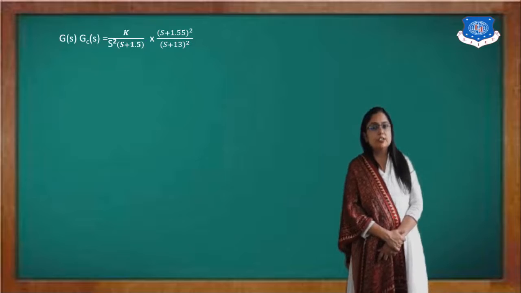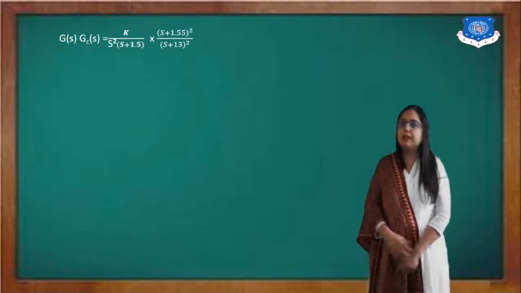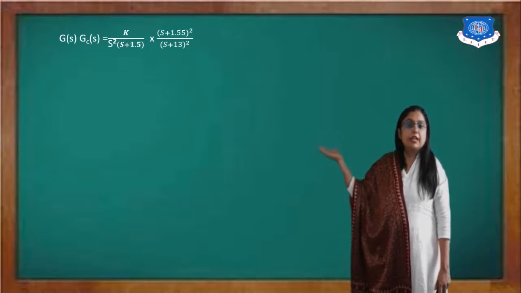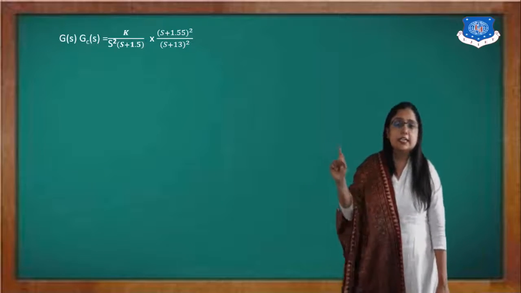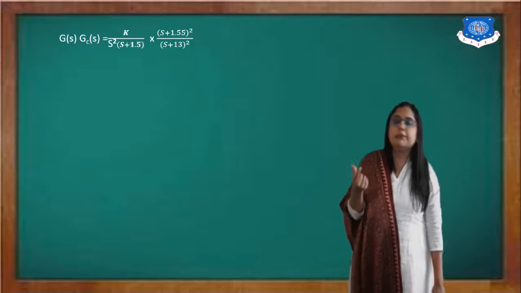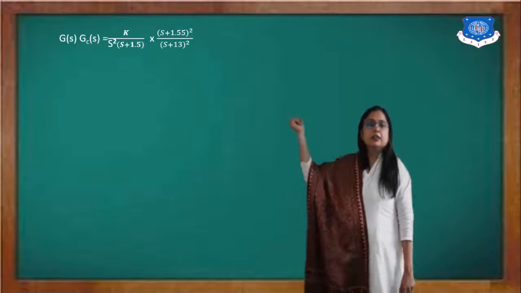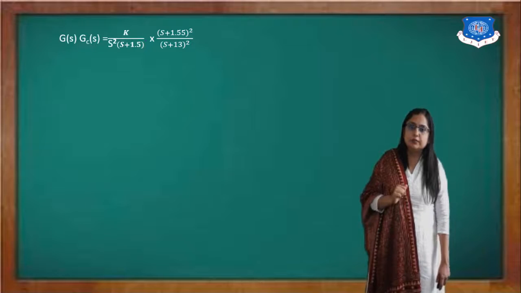As we know, the equation becomes G of S into GC of S. Our G of S is K upon S square into S plus 1.5, and GC of S is K into S plus 1.55 whole square, why? Because it's a double phase lead compensator. Our angle phi p is greater than 60. Then here S plus 13 whole square, because it's a double phase lead compensator.